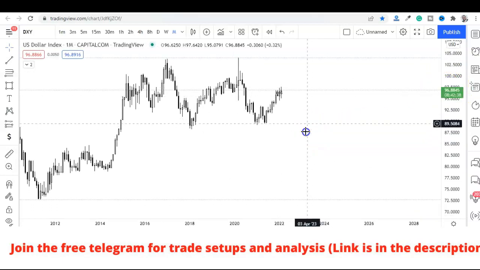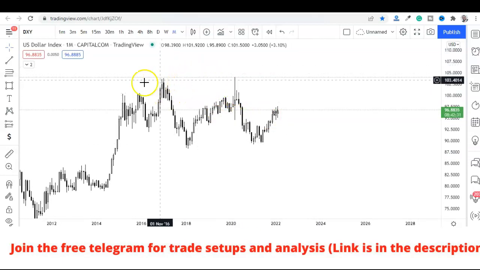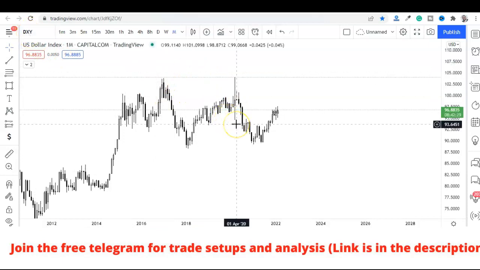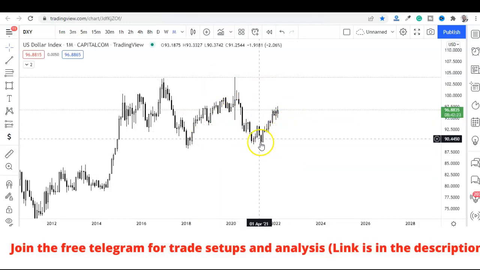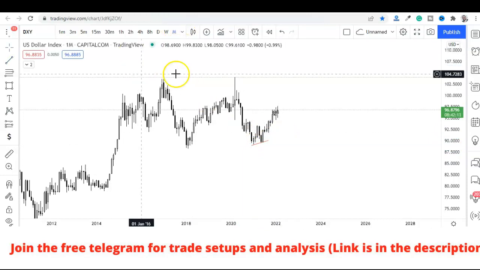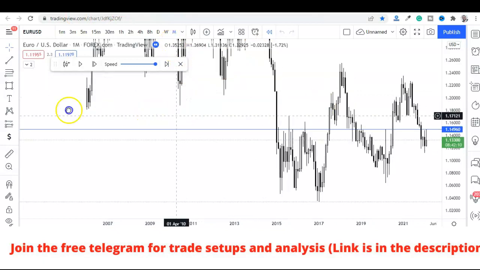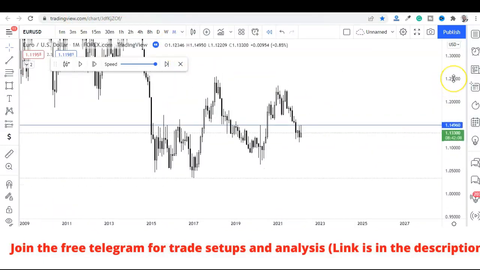I use it as a tool, especially since I trade the Euro USD a lot. The Euro USD and the DXY are inversely related. There's what we call divergence between these two. Maybe in this case, the DXY is creating a higher high this monthly, and let's look at the Euro USD monthly. We will have a higher high, and Euro USD.